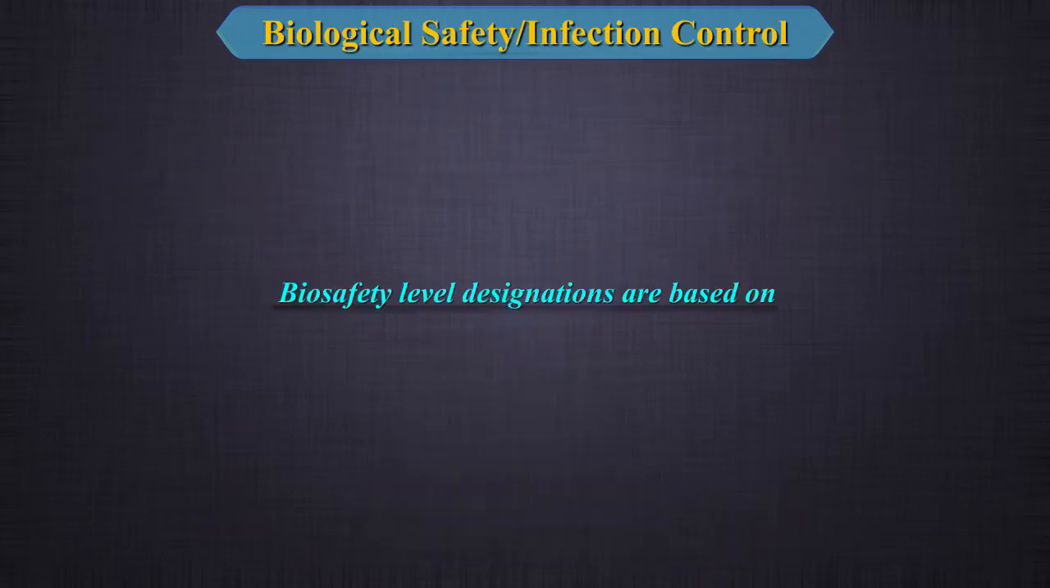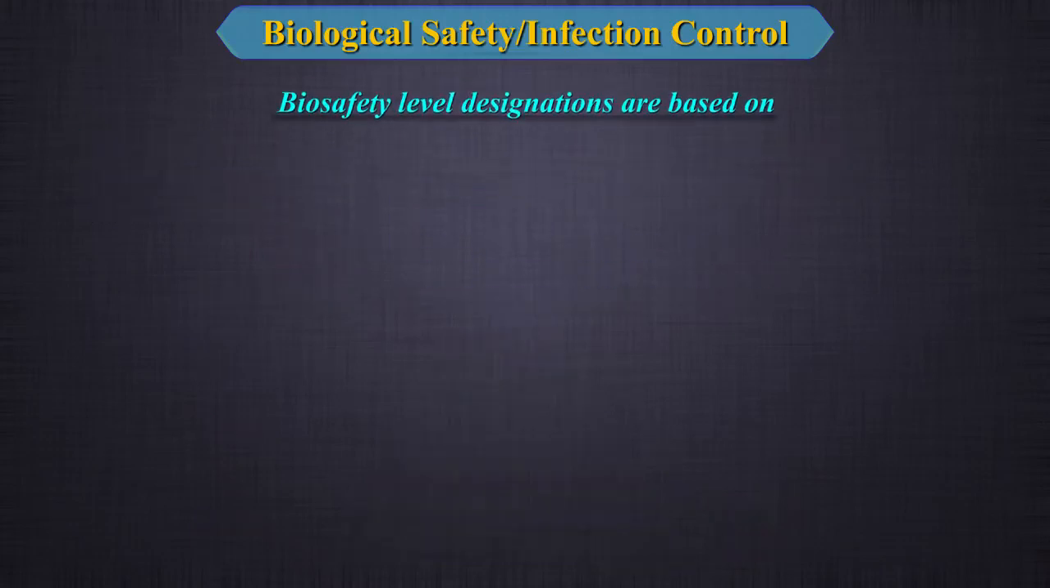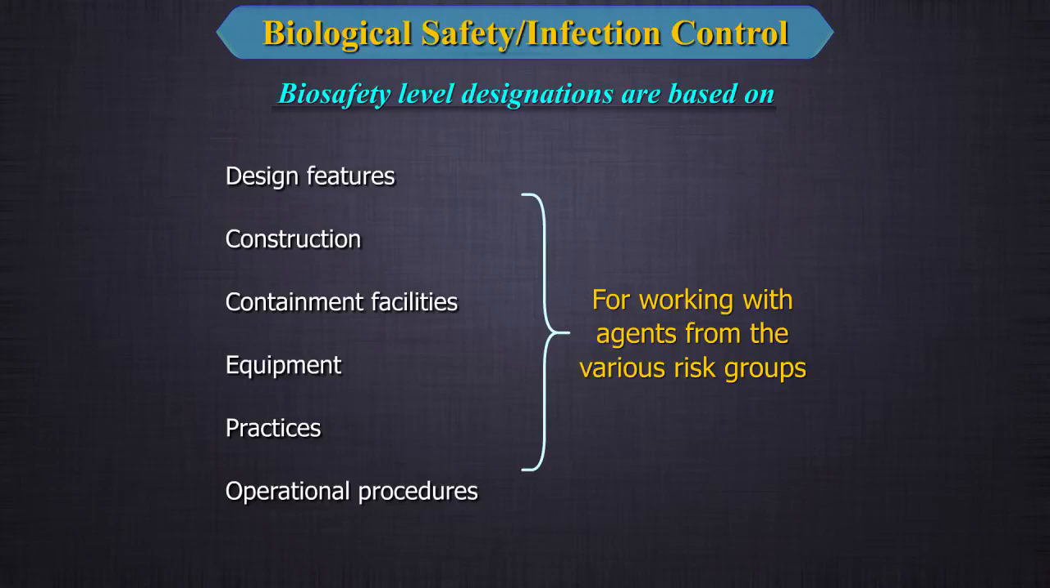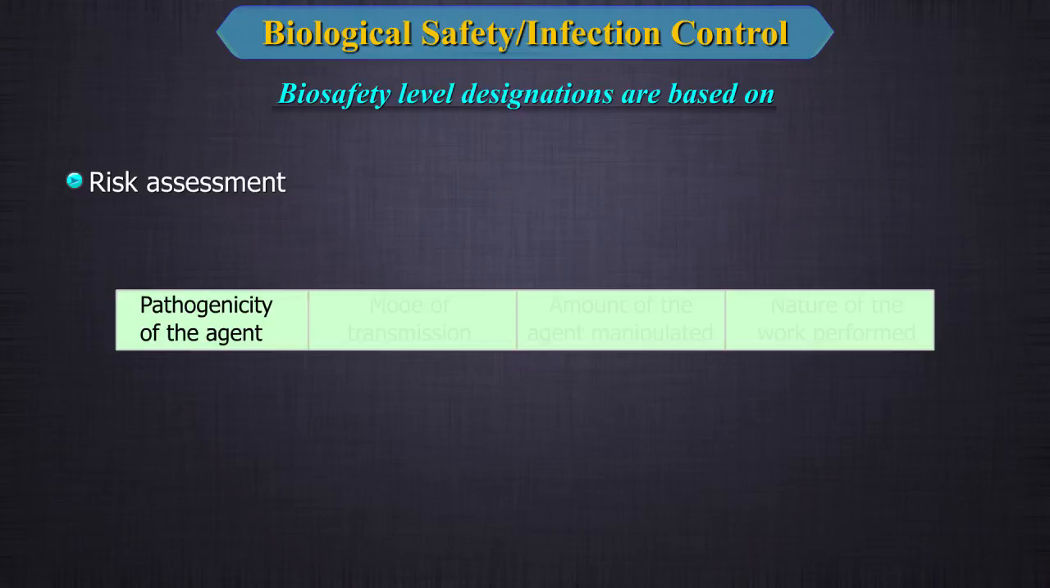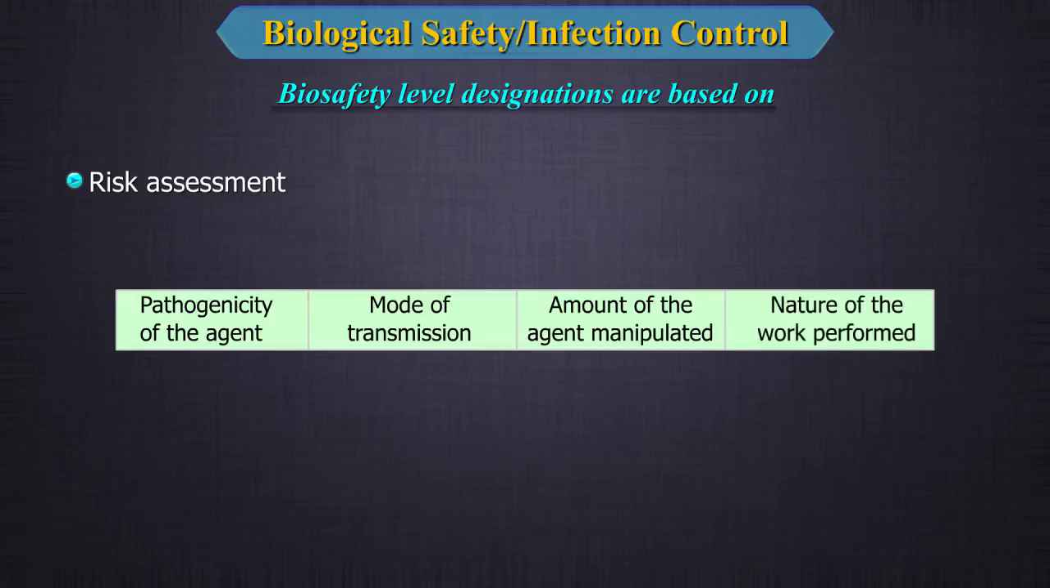Biosafety level designations are based on 1. The design features, construction, containment facilities, equipment, practices and operational procedures required for working with agents from the various risk groups. And 2. Risk assessment, which evaluates the pathogenicity of the agent, the mode of its transmission, the amount of the agent manipulated, and the nature of the work performed.